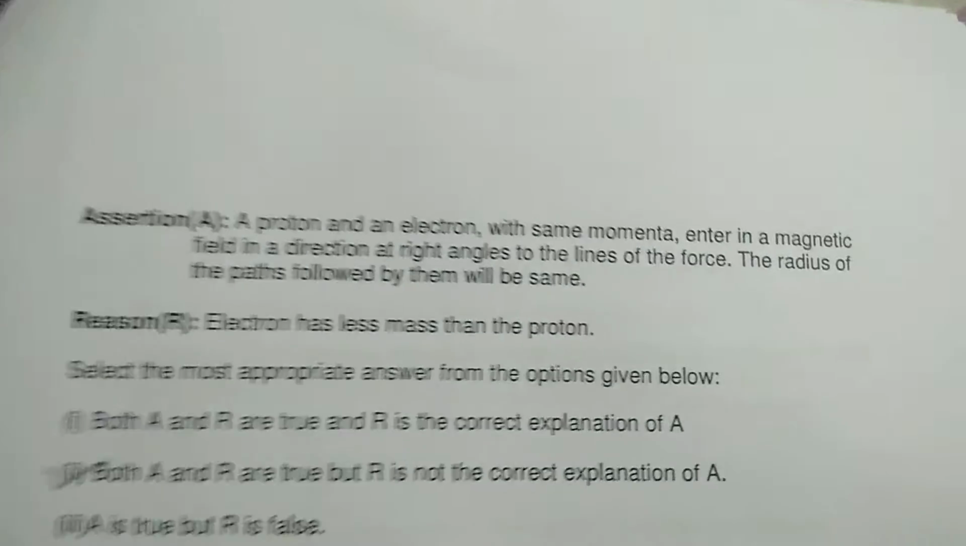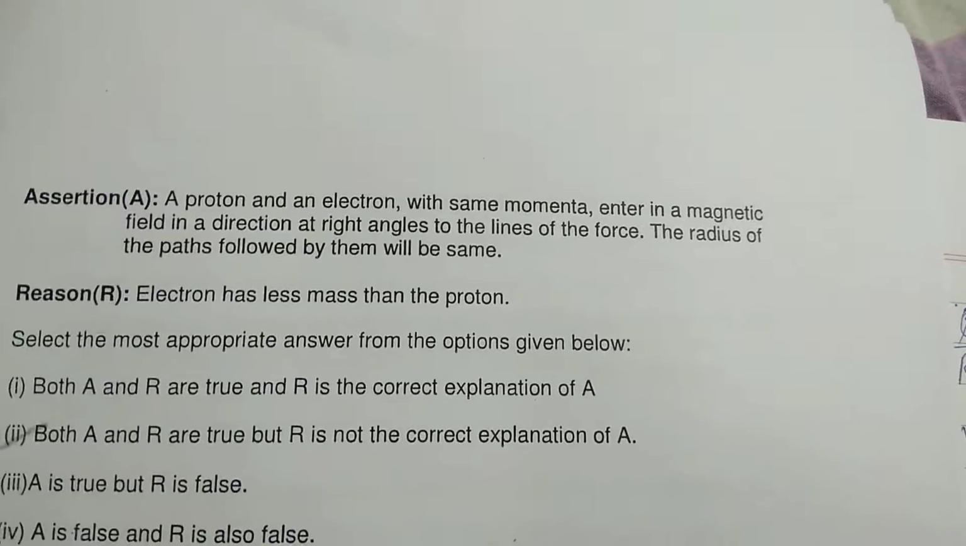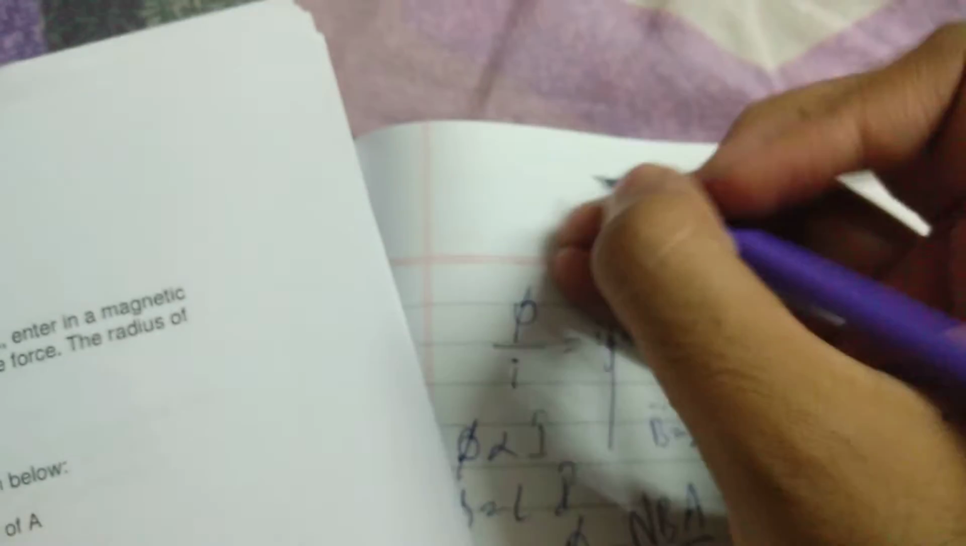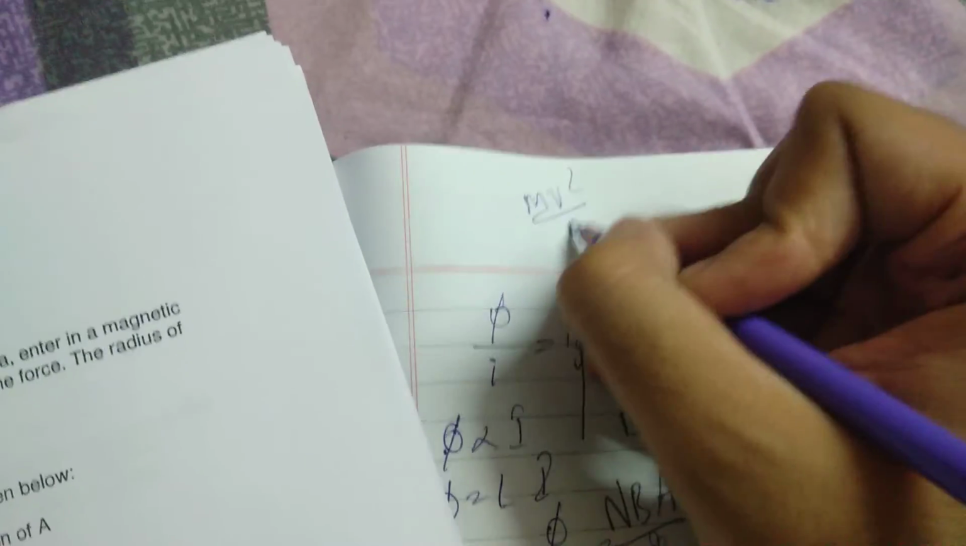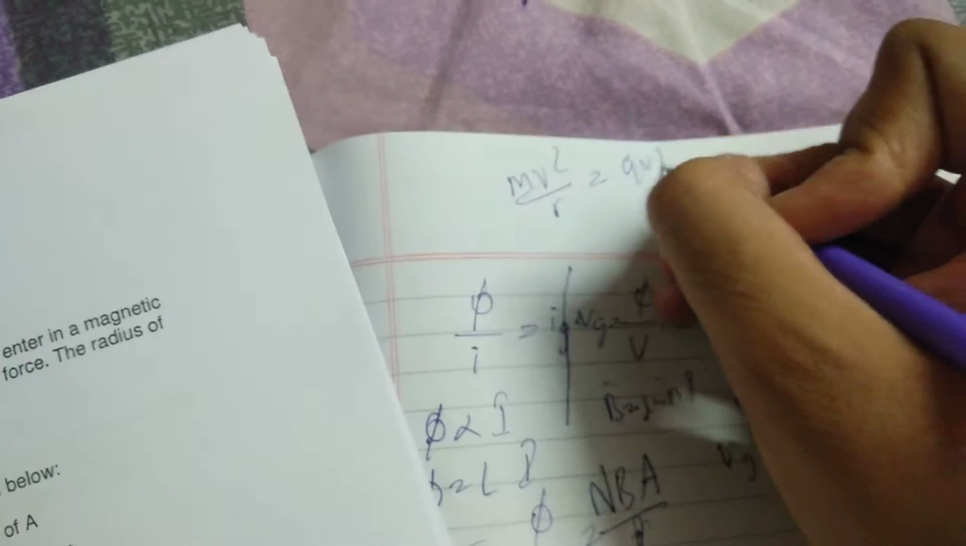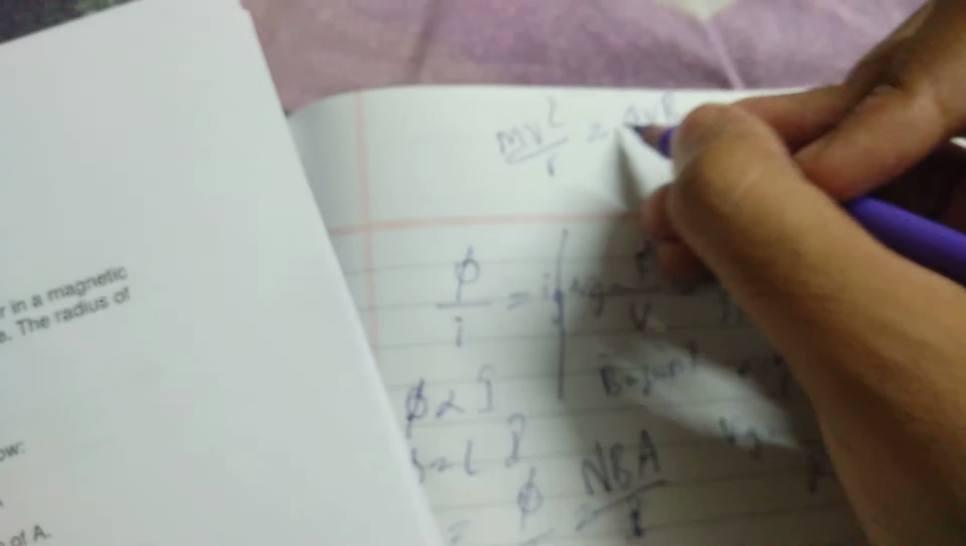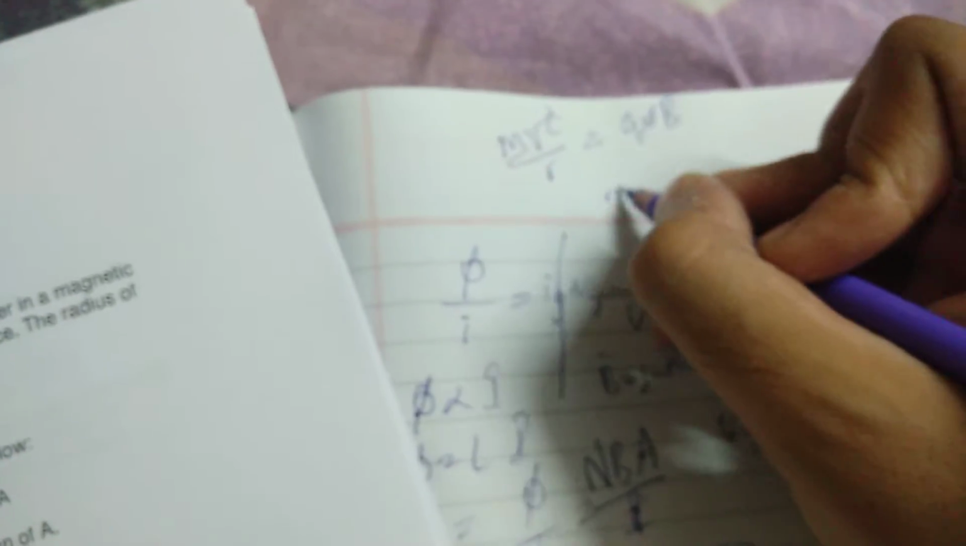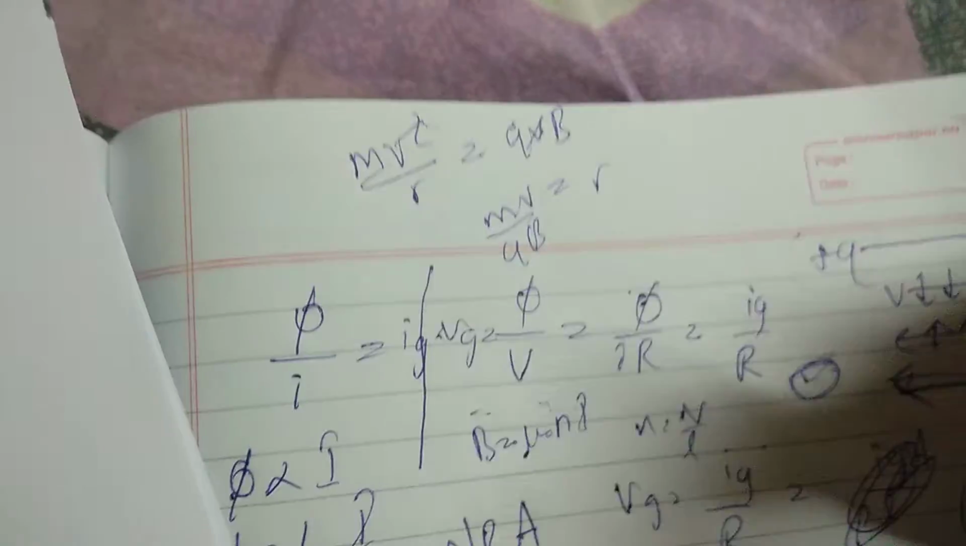Next is a proton and an electron with same momenta they have given you, entering a magnetic field in a direction at right angles to the field. So if they enter at right angles, then we have to use this formula basically. mv squared by r, the centripetal force, should be equal to qvB sin 90. So sin 90 is 1, and one v cancels. That means mv over qB equals r. Right, mv over qB equals r.